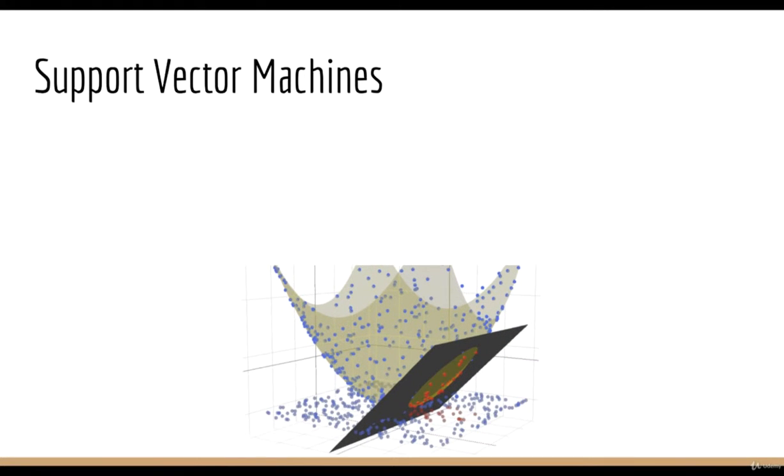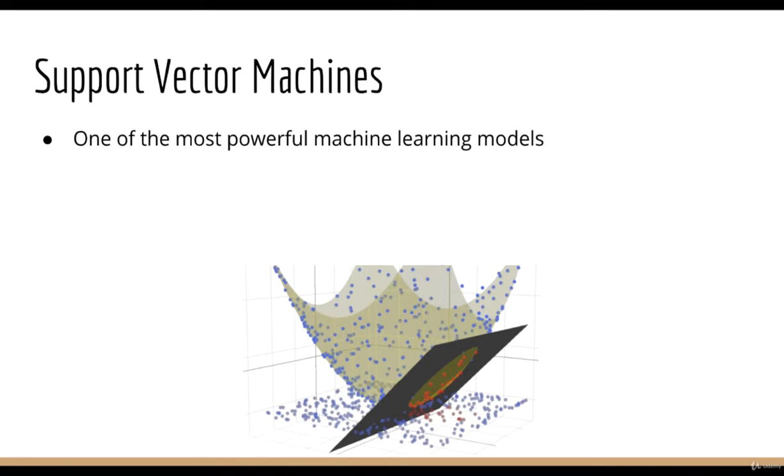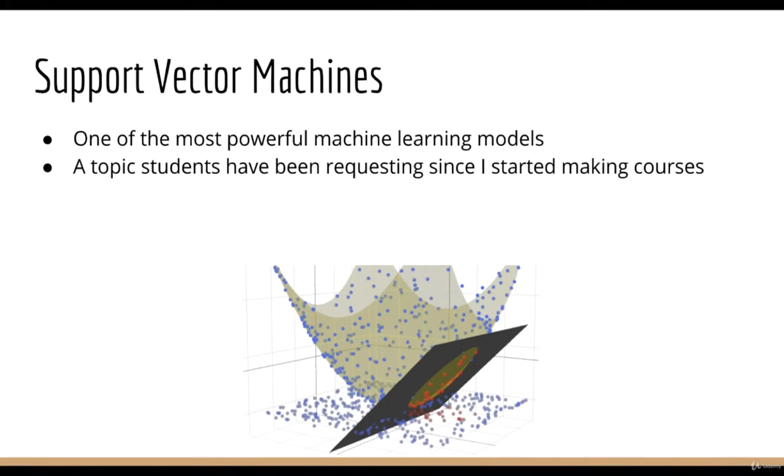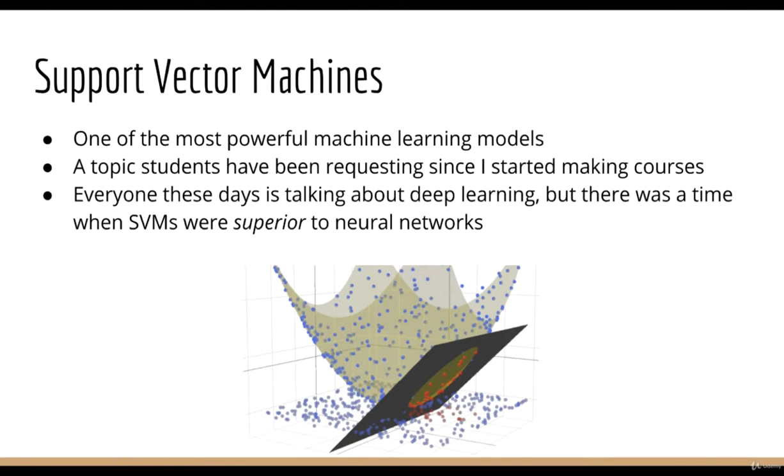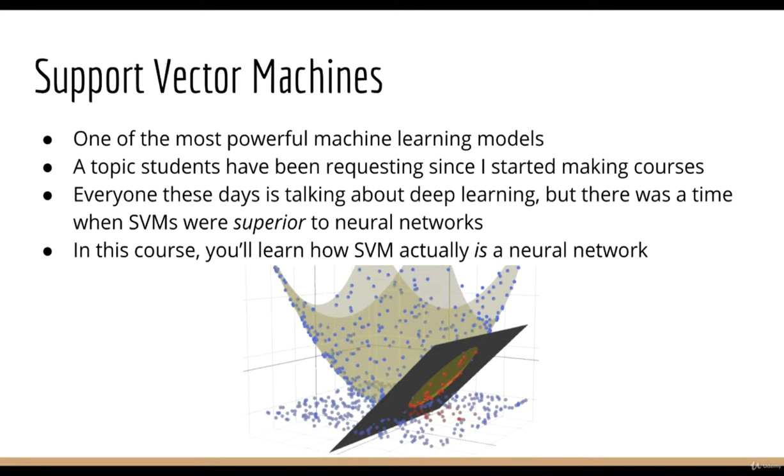Support vector machines are one of the most powerful machine learning models around, and this topic has been one that students have requested ever since I started making courses. These days, everyone seems to be talking about deep learning, but in fact there was a time when support vector machines were seen as superior to neural networks. One of the things you'll learn about in this course is that a support vector machine actually is a neural network and actually looks very similar intuitively.